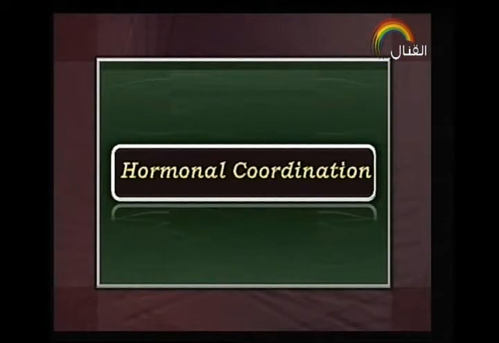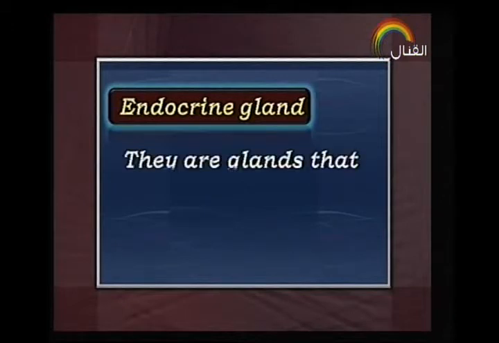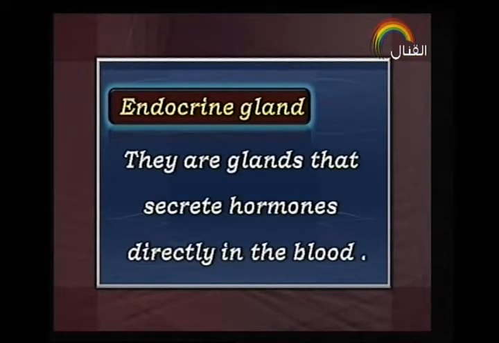Hormonal coordination in living organisms. I know that you studied it before, and let's figure out some names of glands inside our body. The first one is the endocrine gland. Let me remind you about the endocrine gland. Actually, it is a group of tissue that secretes its secretion directly into the bloodstream.